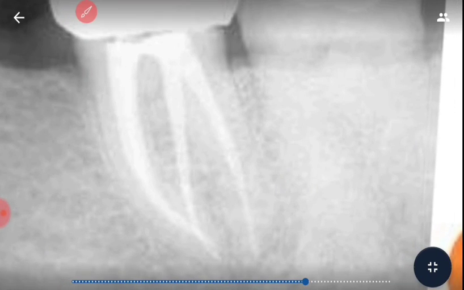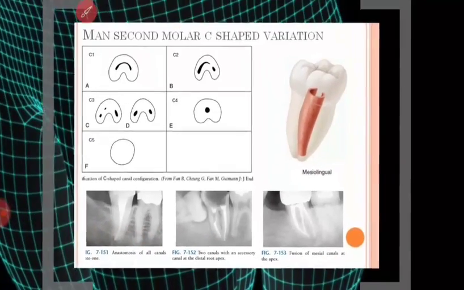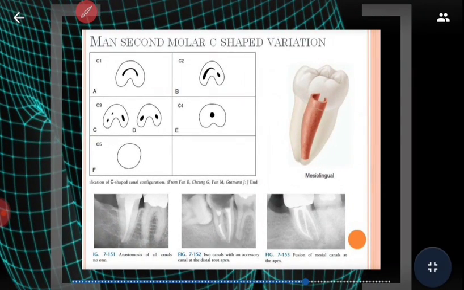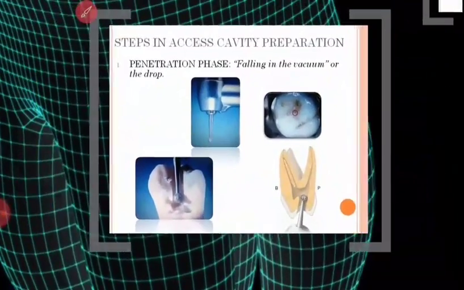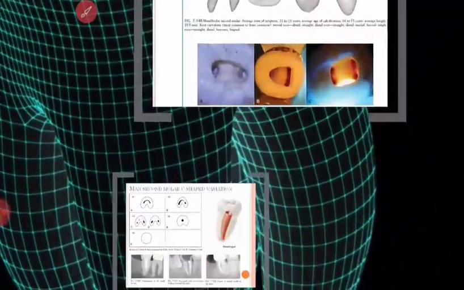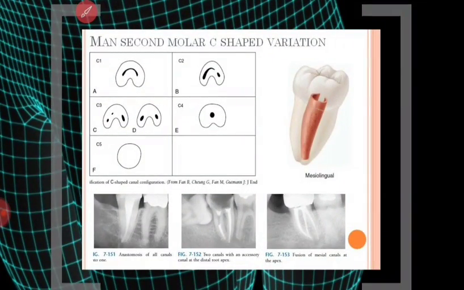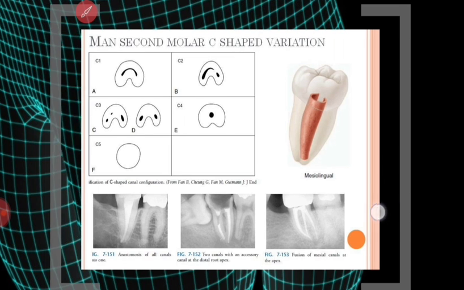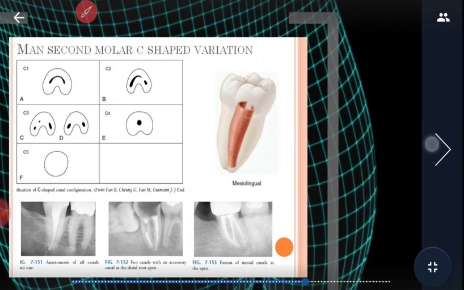So the worst is where I've seen people creating problems when these cases are referred to me, that they are trying to find a canal in the C-shaped canal. In trying to do that, they don't realize that there is no canal. And in trying to find the third canal or second canal, they will perforate. Usually you would find the floor of the pulp chamber pretty deep in a C-shaped canal. So if it's going really deep, don't worry, just understand it's a C.